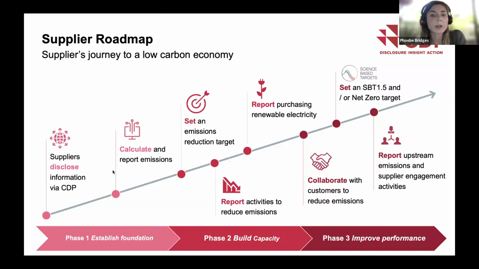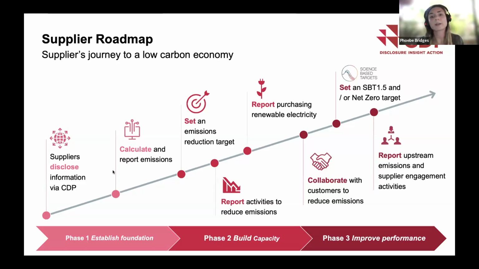And once suppliers have understood their impact, they can then begin to actually start managing it and reducing it through emissions reductions targets in phase 2. And then finally, for companies in phase 3, these are organizations starting to look beyond their own operations and engage with their customers or their own suppliers.